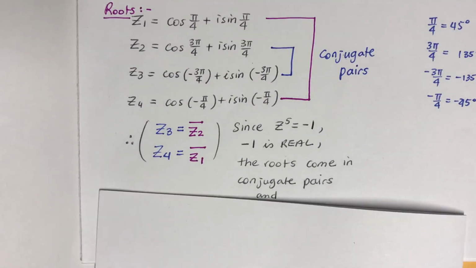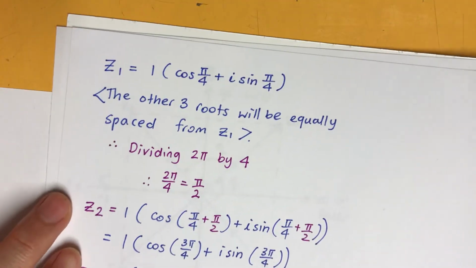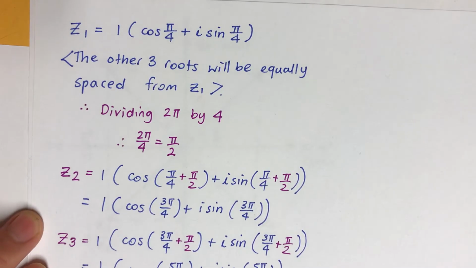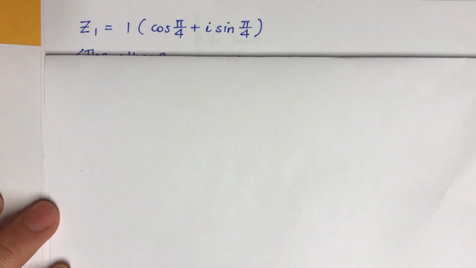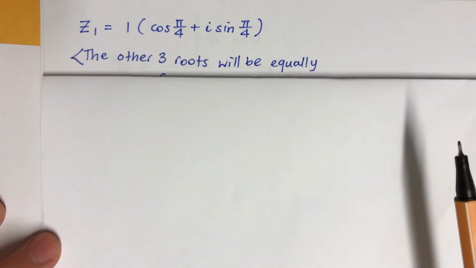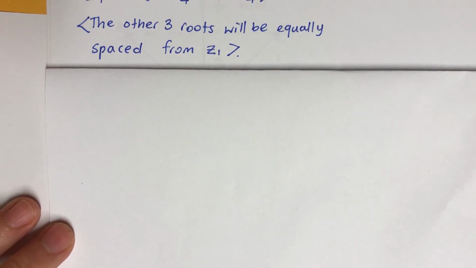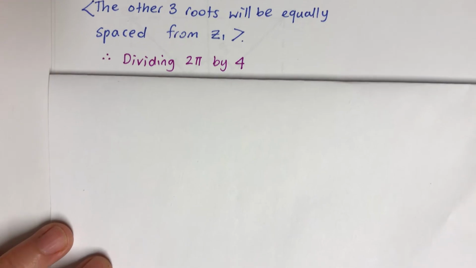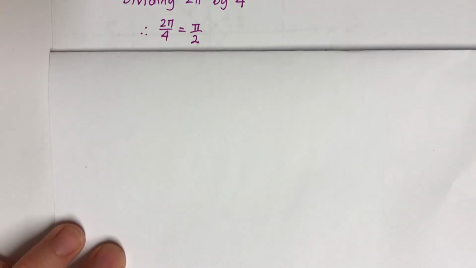Okay, let's go on to the next one. I'll push this down a bit because I'll prepare the lessons ahead. So z1 is what we just saw. Now that means the other 3 roots will be equally spaced from z1. If I divide 2 pi, because the circle is 360 degrees, which is 2 pi, by 4, because there are 4 roots, it'll be pi over 2.